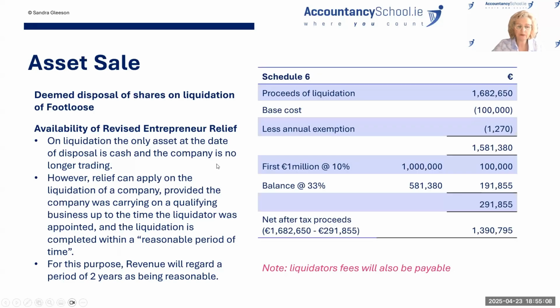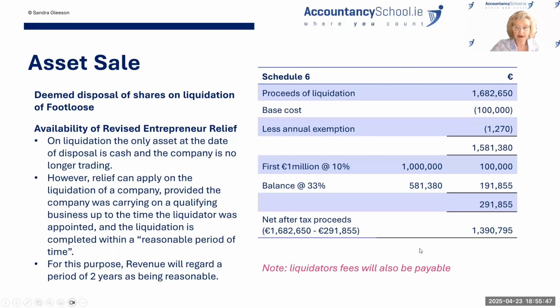On that basis, then, we can apply revised entrepreneur relief to the final liquidation distribution and deemed disposal of the shares. So what are the proceeds of liquidation? The amount of money left in the company is 1,682,750. His base cost was 100,000, minus your annual exemption gives you 1.58 million of a gain. 1 million at 10% and the balance then at 33% gives us a total tax cost of 291,855. Our net after tax proceeds is 1,390,795. But again, note that there will be liquidators' fees that will reduce the amount of the after tax proceeds.